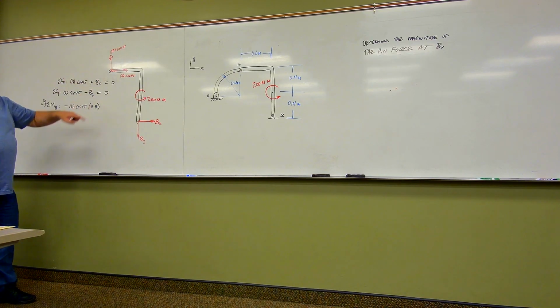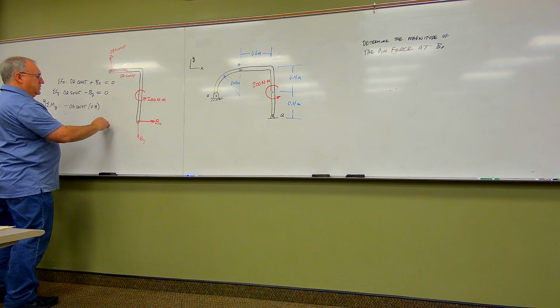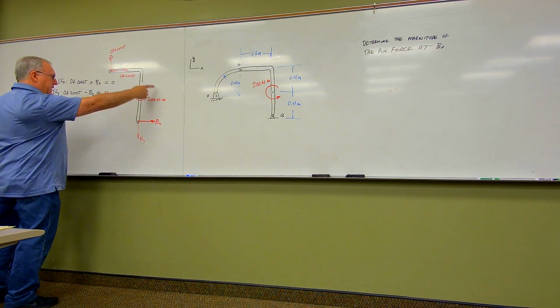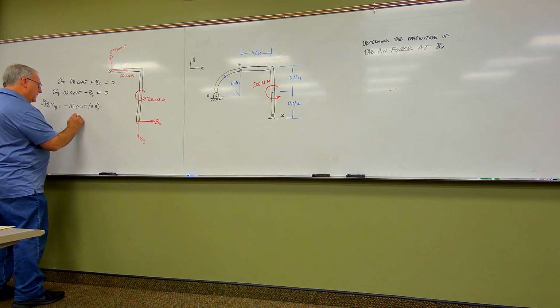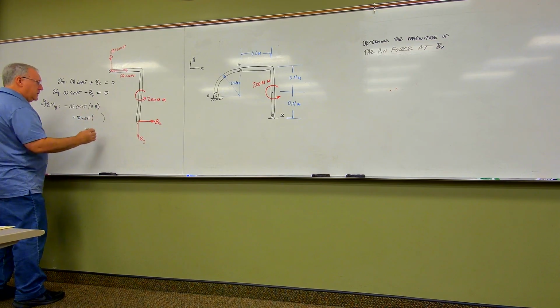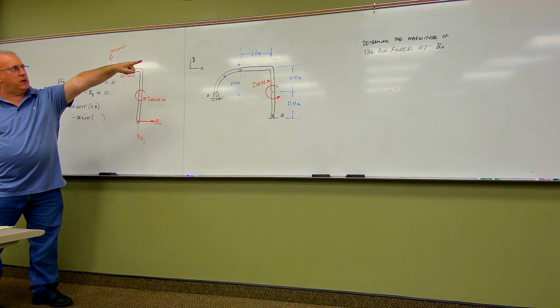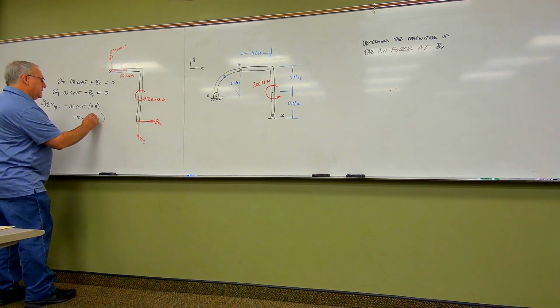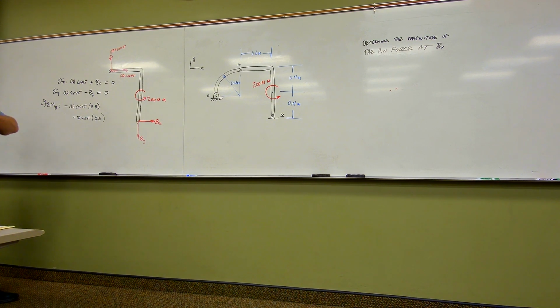Then I've got OA sine 45. Easy to see if I slide it down along its line of action, this one's also doing a clockwise. So therefore minus OA sine 45 times its moment arm, the distance from its line of action over to here, which from our original diagram is 0.6. Got that. And then I've got the 200 newton meter moment that's applied right there.